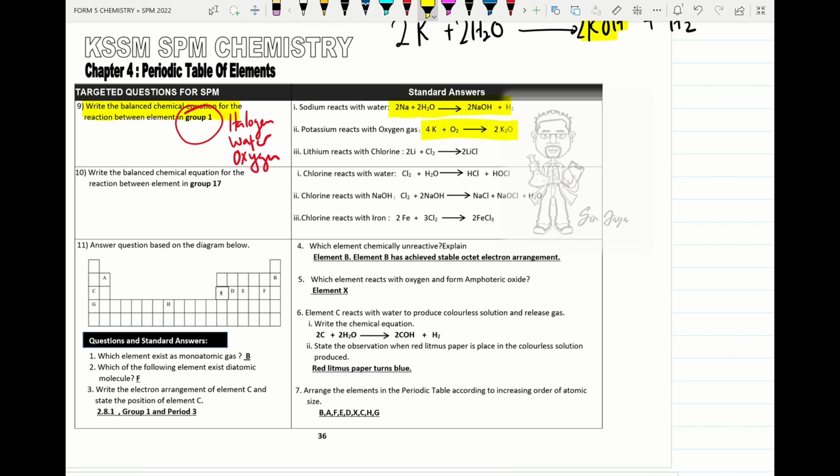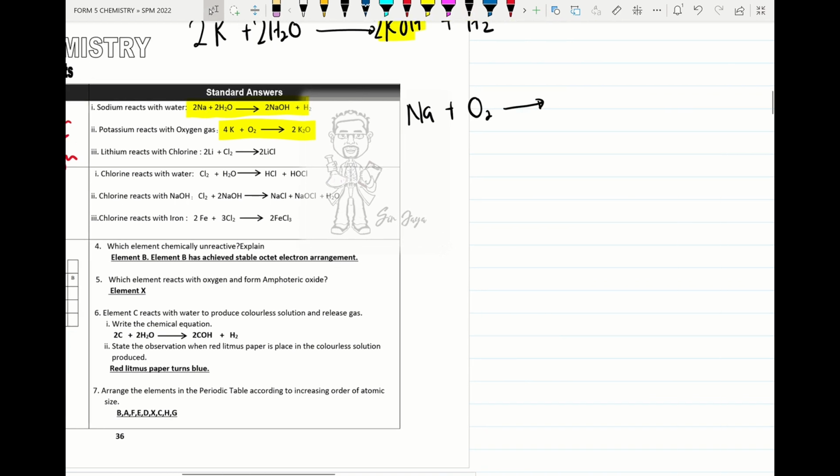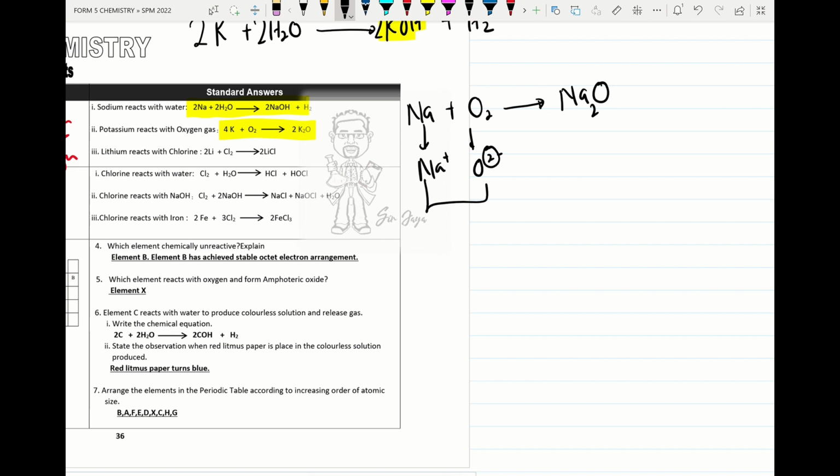When potassium reacts with oxygen, we will get potassium oxide. Practice with another one, sodium reacts with oxygen. So what product will we get? We take out the sodium ion, we take out the oxide ion. During the chemical reaction, we will get sodium oxide. We take the 2, put at the bottom of sodium.